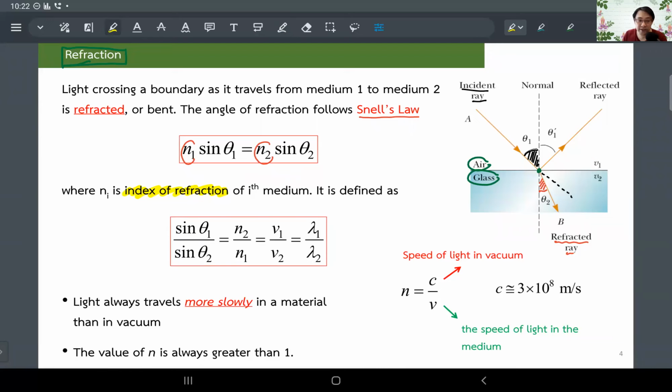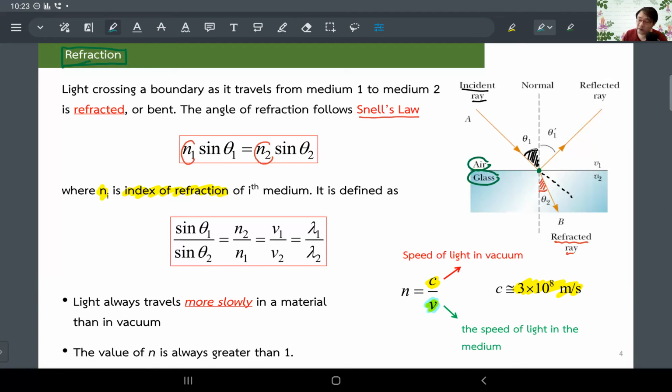The definition of n, the index of refraction, is simply the ratio between the speed of light in vacuum divided by the speed of light in that medium. For example, if you want to know the n of glass, you take the speed of light in vacuum, which is a constant of the universe. You know that, right? That is the highest speed attainable by anything in this universe. And then you divide it by the speed of light in glass, which is going to be lower than the speed of light in vacuum.